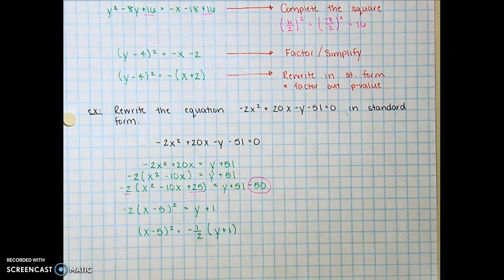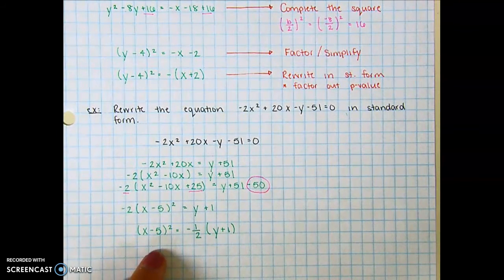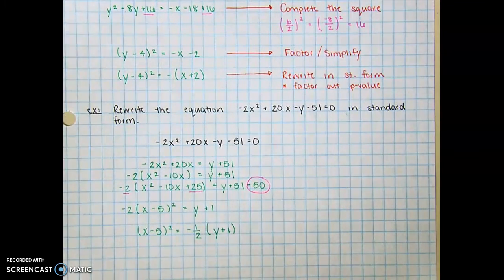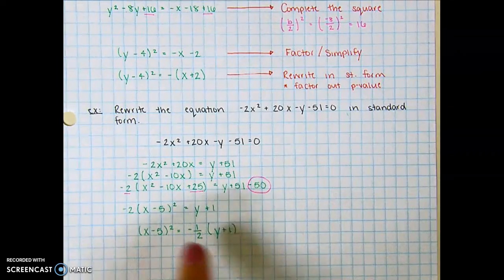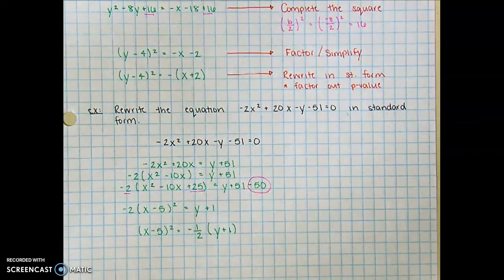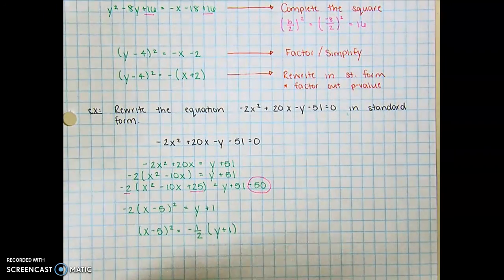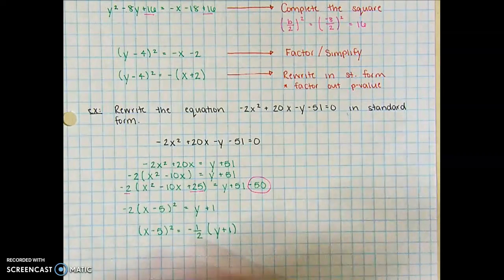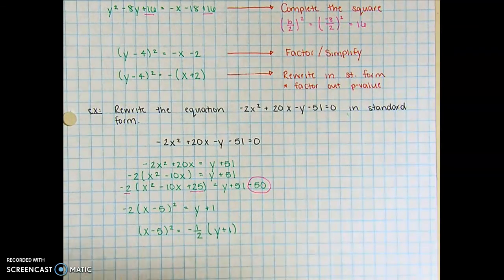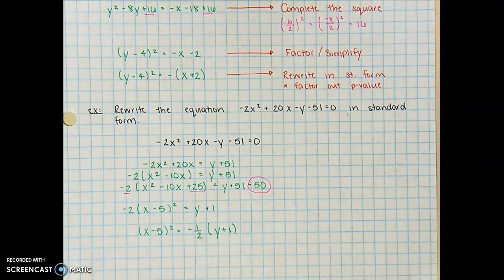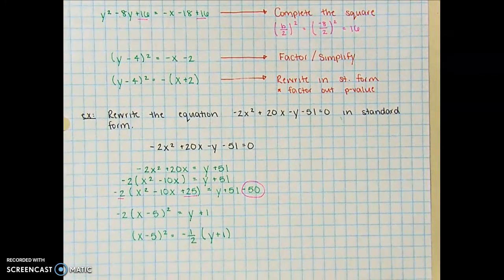And now this is in standard form, right? (x minus 5) squared equals negative 1/2 times (y plus 1). And then at this point, we could figure out our vertex, right? Our vertex is going to be (5, negative 1). We could solve for our p-value, and we could use that to determine our focus and our directrix. So this is how you complete the square to rewrite a conic parabola in standard form.